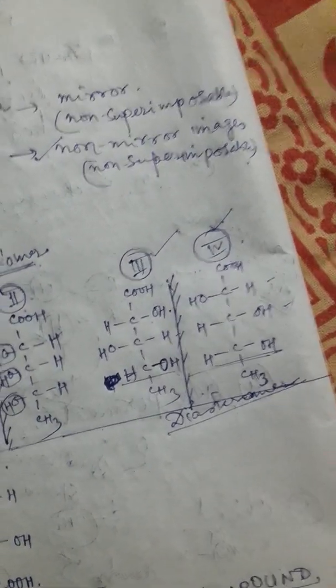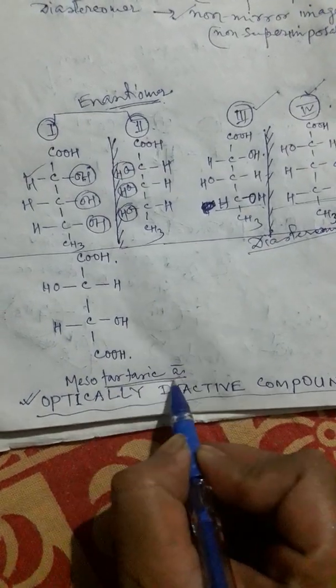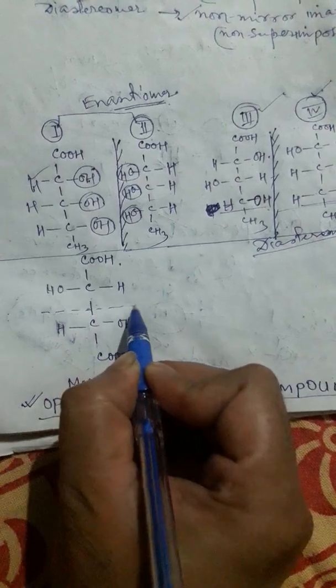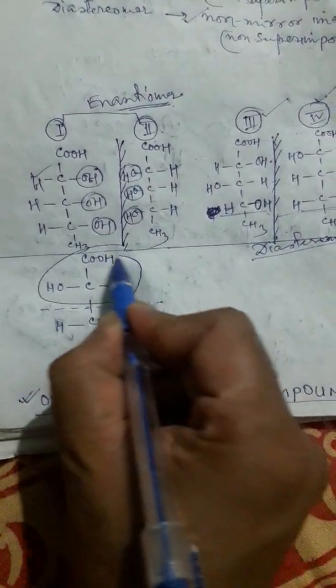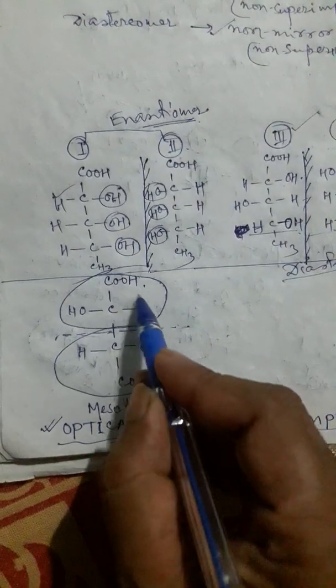Diastereomer. Okay. Now coming to the point, what is a meso compound? A meso compound is an optically inactive compound. See, this is the structure of tartaric acid. Now you see, if you draw a plane like this here, this portion and this portion are the same. So this is a plane of symmetry. Two symmetrical parts are present in tartaric acid.